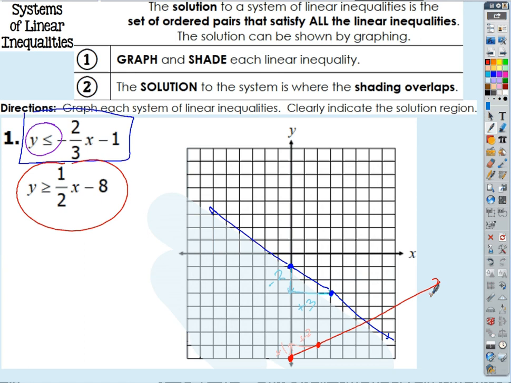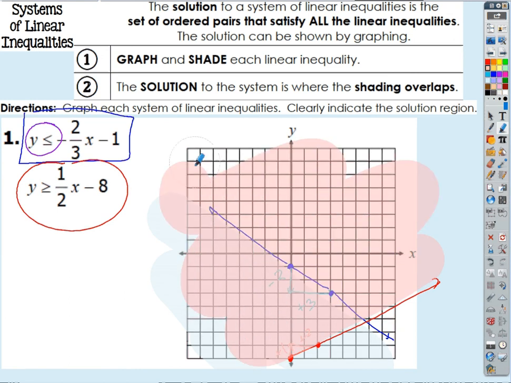Shading above or below? Above, okay, so above means now I'm shading all that stuff. Well, where's the part that's going to be double shaded? I guess it didn't really work here, but where's the part that's double shaded? Yeah, everything in here, right? Everything that was below the blue line and above the red line, right?